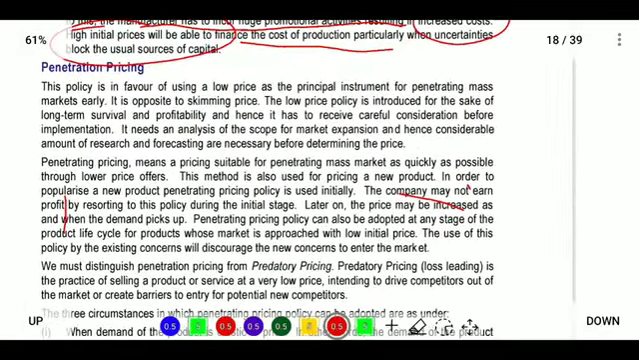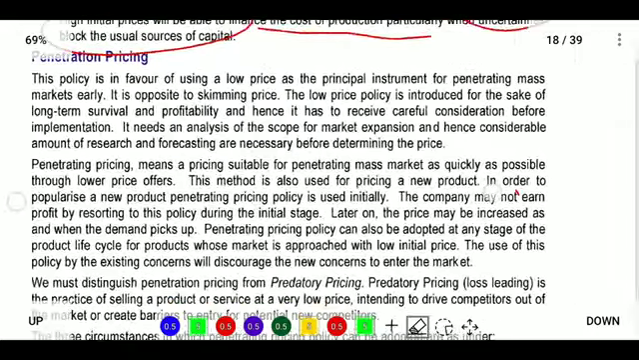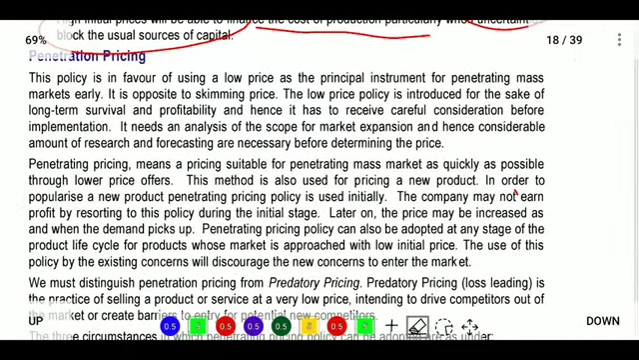For penetration pricing, this policy is suitable for penetrating a mass market. When there is a mass market, we will go in, and here a low price will be offered at first. The company may not earn profit by resorting to this policy during the initial stage, as the price will be low. Later, once the demand has increased, we will increase the price.